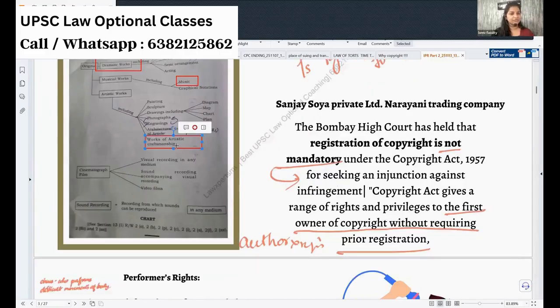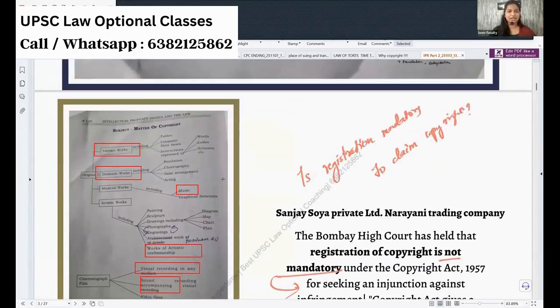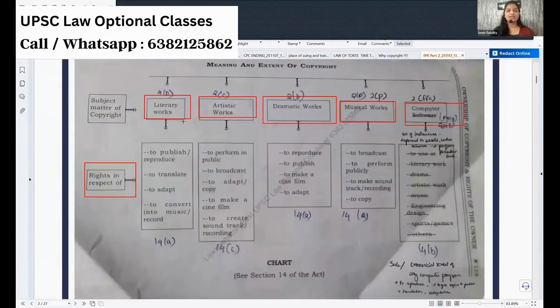Next, coming to cinematograph films, we all know we have visual recordings in any medium, anything which is moving, and sound accompanying the recording. Video films, everything is included. And sound recording is something like recordings which can be reproduced. That's all. Just have an idea what each thing means. We are going to see each in depth in the slides, but I'm just giving an idea of what is protected. These are the works that are protected. You have to know the definition, the exact section, and also what rights are protected.